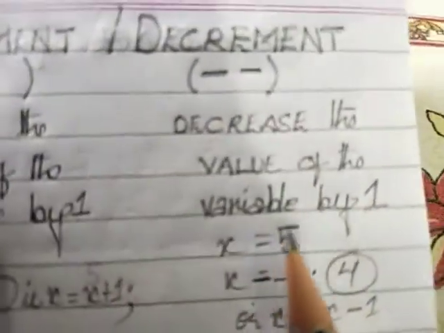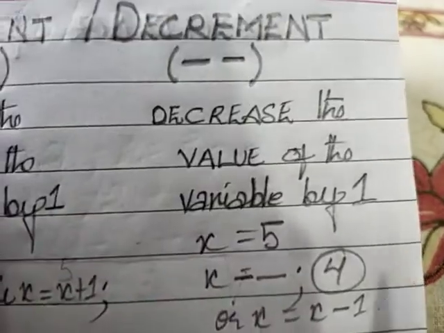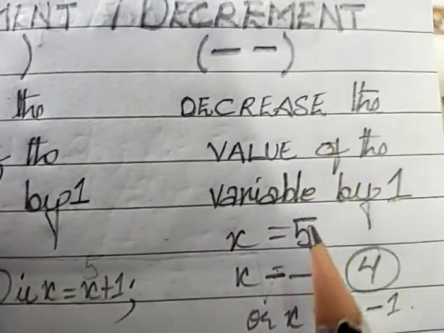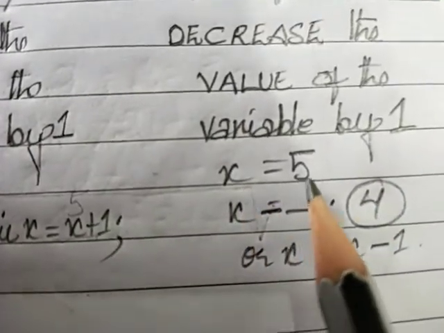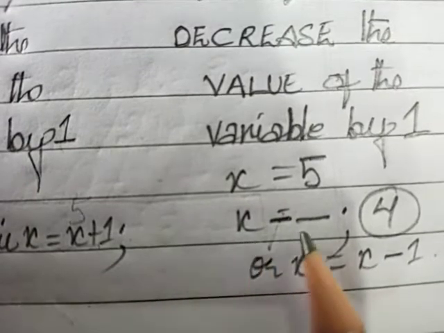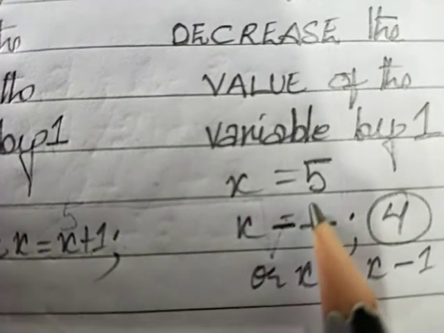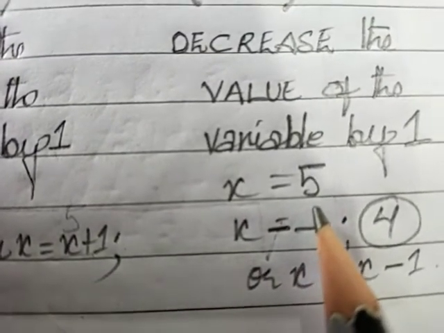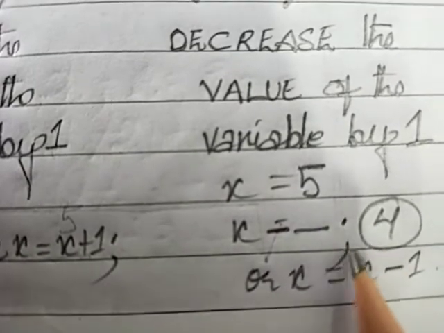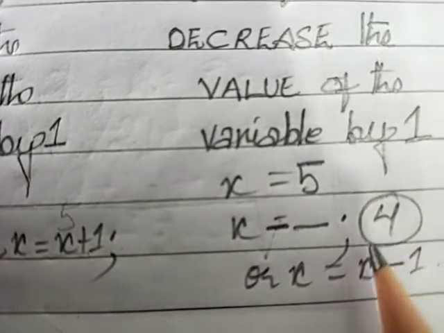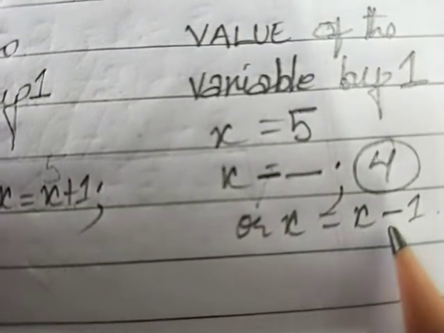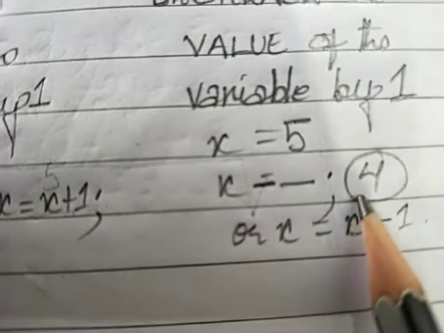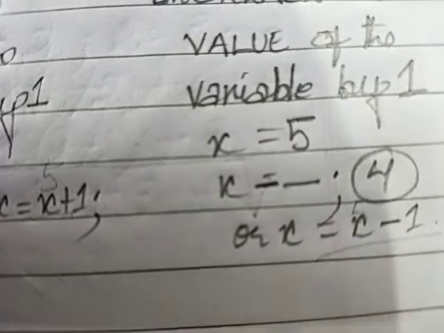In the same way, the decrement operator will decrease the value of the variable by 1. For example, x is equal to 5. If I write x--, that means I want to decrease the value of x from 5 by 1, and the output will be 4. This expression is equivalent to x = x - 1, or 5 - 1, and the output will be 4.